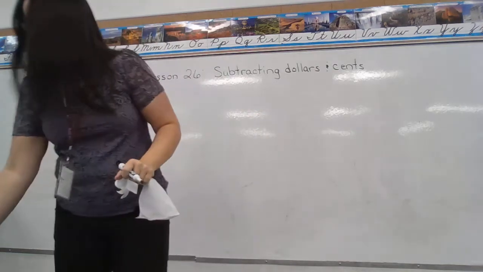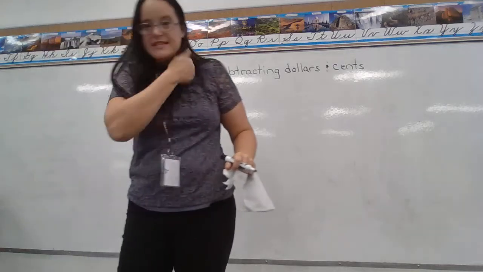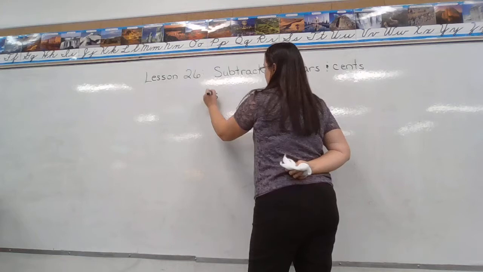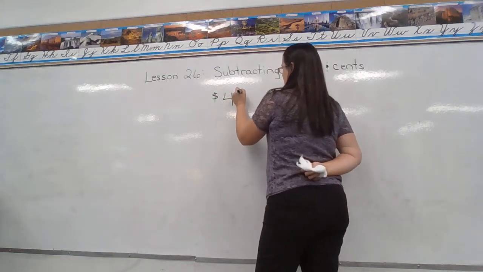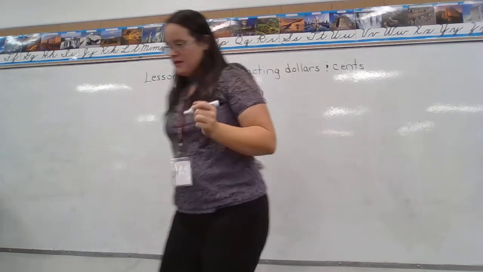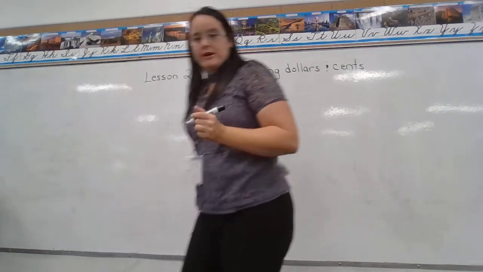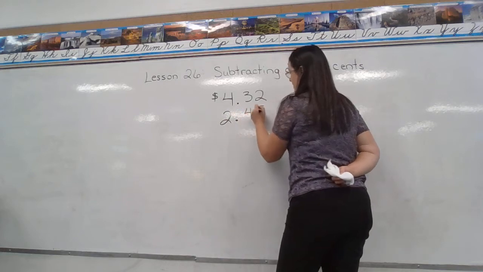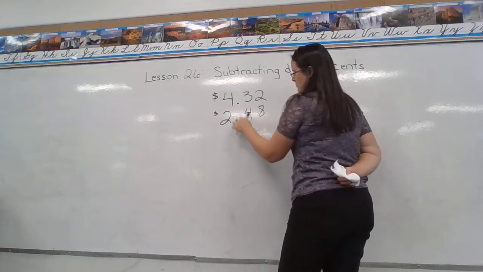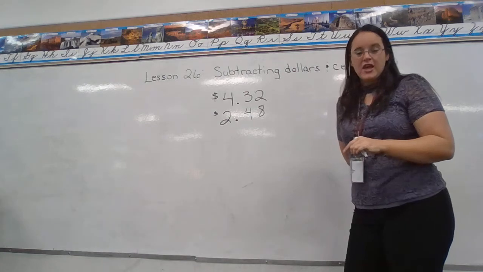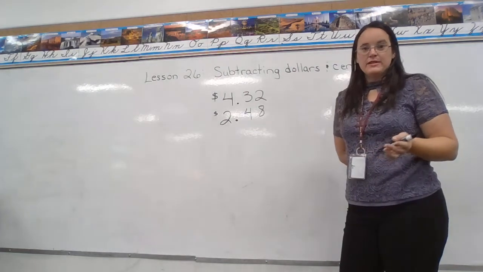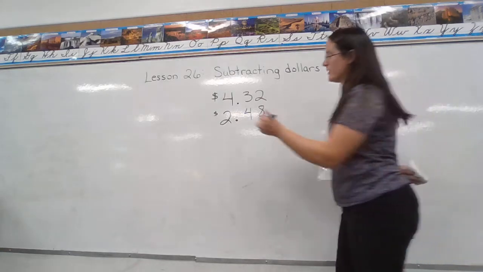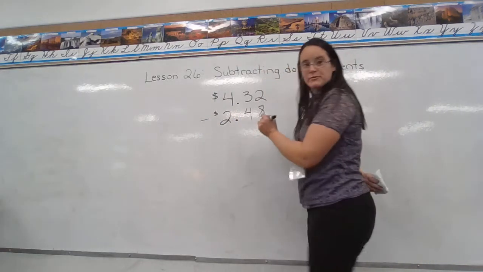Okay, for this next example, Teresa went to the store with $4.32. She bought a gallon of milk for $2.48. Notice my decimal points are lined up, okay? She bought a gallon of milk. How much does she have left? Bought, left. Those are our key words telling us subtract.